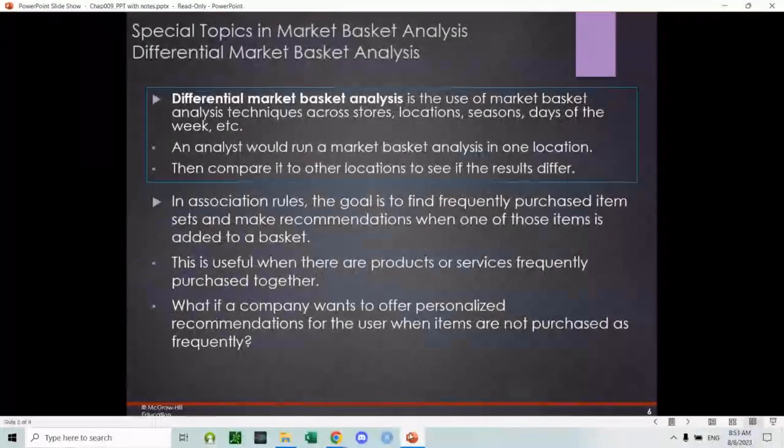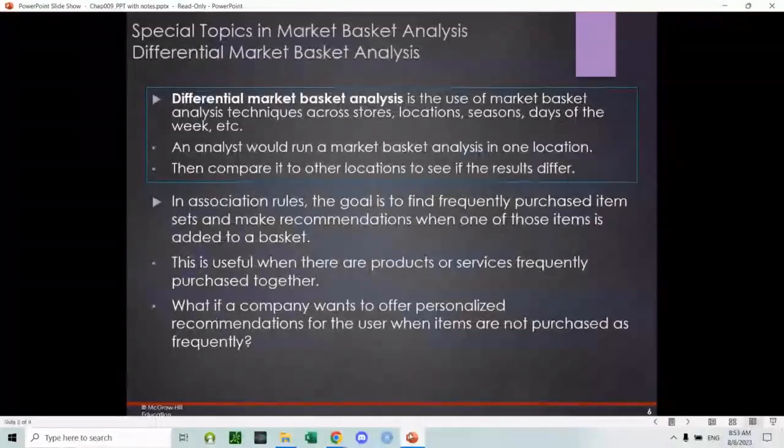Differential market basket analysis is the use of market basket analysis techniques across stores, location, season, days of the week, and so on. First, you would run a market basket analysis in one location and then compare it to other locations to see if the results differ.